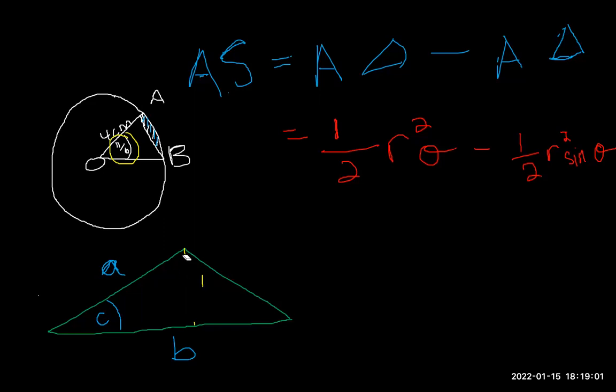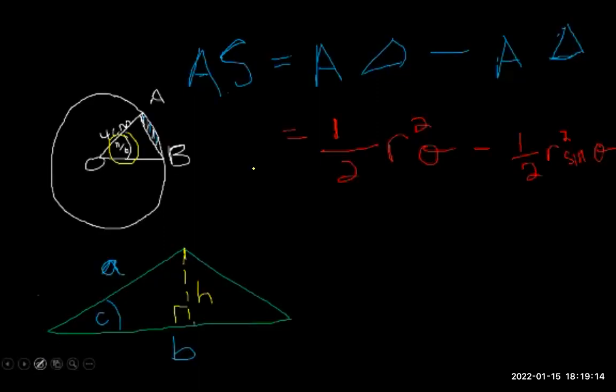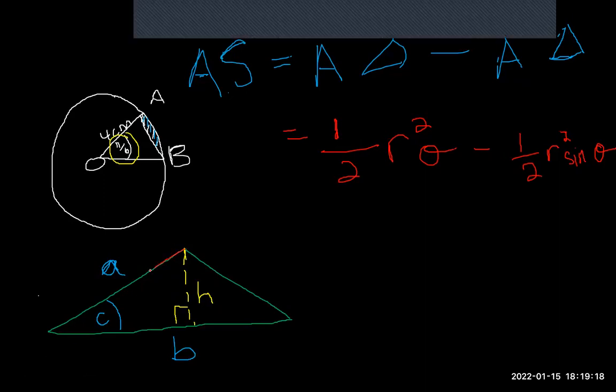So I'm drawing a line straight down, a vertical line. This is considered my perpendicular height. So this is a right angle triangle now. Just in case you're not seeing it, let me highlight it. This is now a right angle triangle. Once we have a right angle triangle, we can use the trig functions.